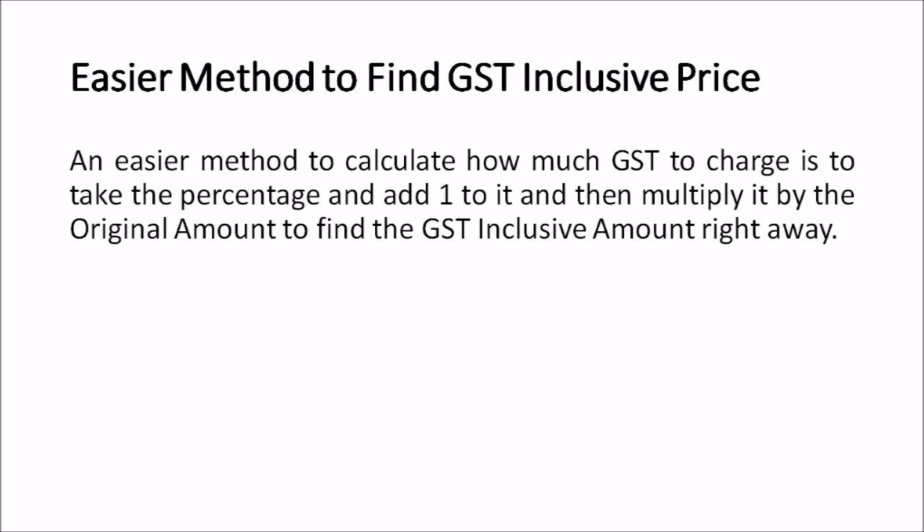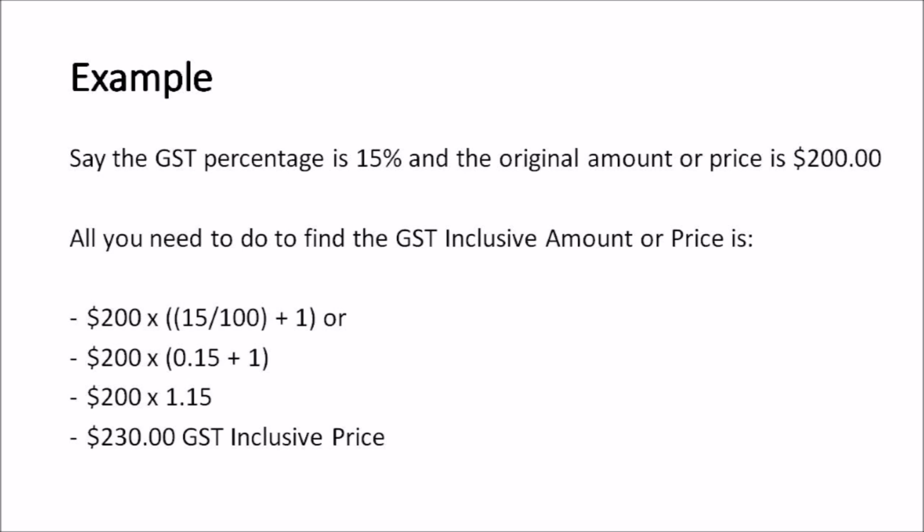So we'll look at an example which makes it easier to find the GST amount you want to charge. Say the GST percentage is 15% and the original amount or the price is $200. All you need to do to find the GST inclusive price is take $200, that's your original amount, and multiply it by 1.15. From the steps given here, we take $200 and multiply by 15 over 100, which is 15%, plus 1, or $200 multiplied by 0.15 plus 1. 0.15 is the same as 15 over 100, so we get $200 multiplied by 1.15. The answer you get is $230 GST inclusive price.